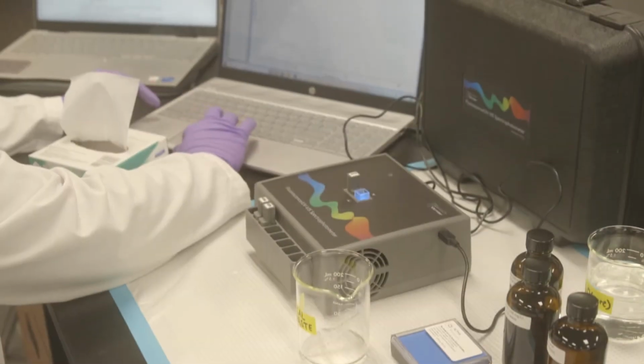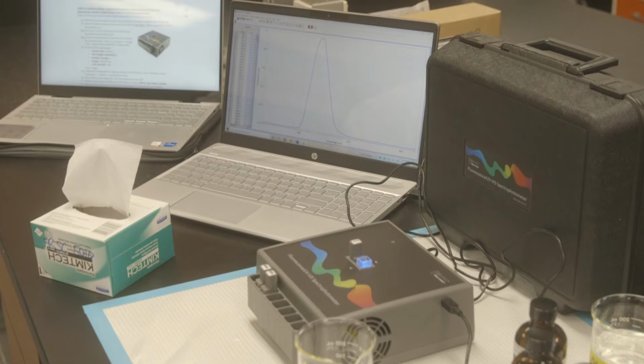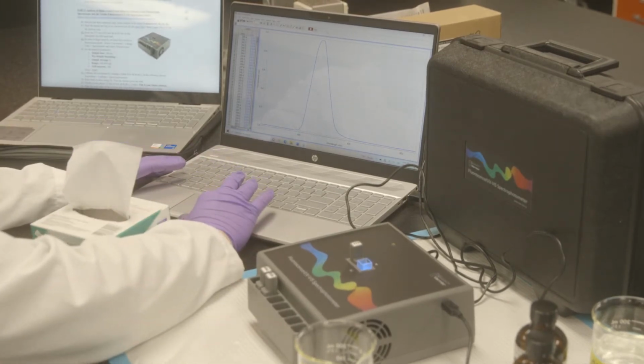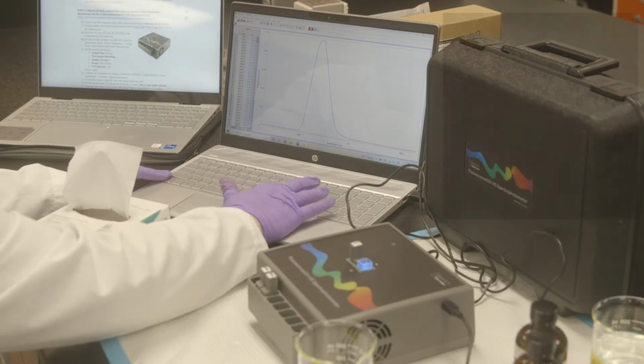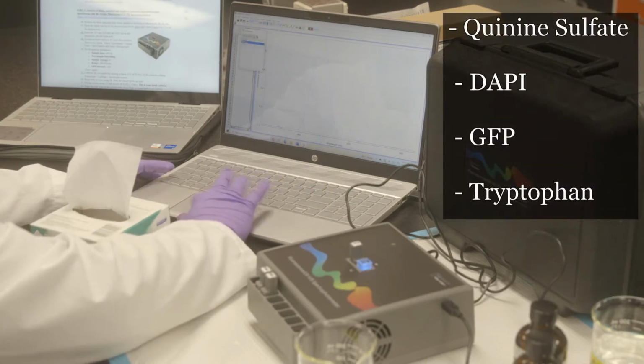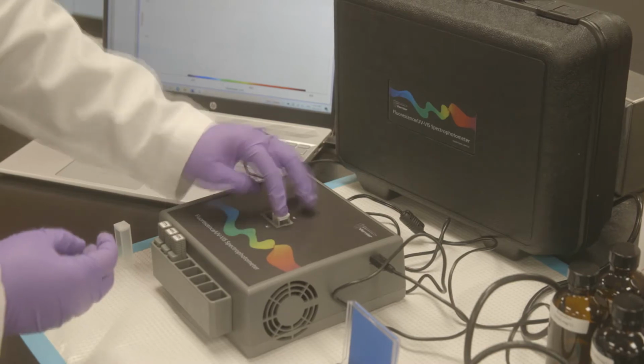Vernier has combined the functionality of a fluorometer with the power of a UV-Vis spectrophotometer to allow users to easily and accurately conduct numerous fluorescence experiments with compounds such as quinine sulfate, DAPI, GFP, and tryptophan. Exchangeable LEDs ensure you get the exact excitation wavelength needed for your experiment.